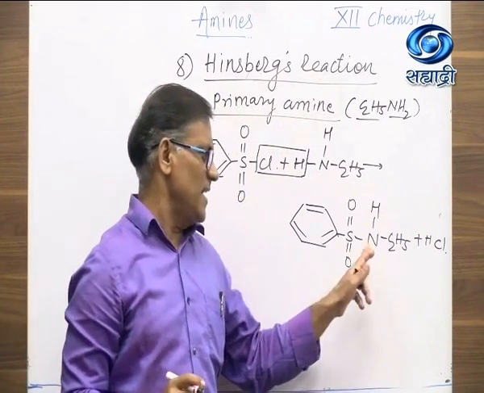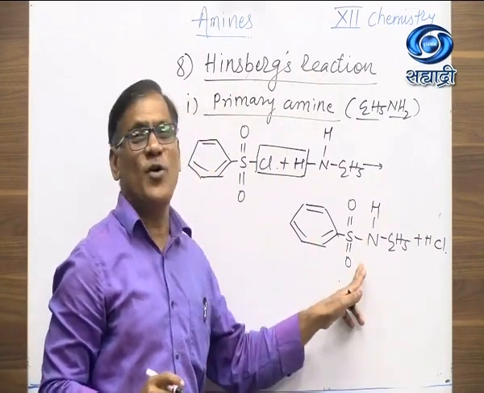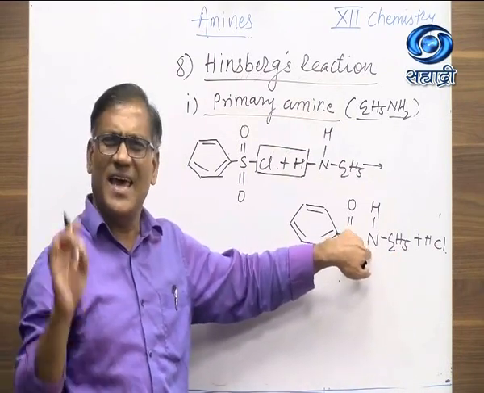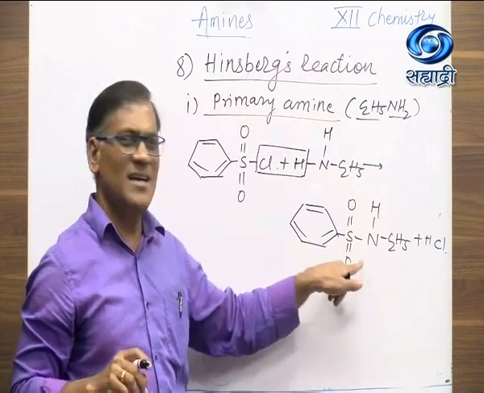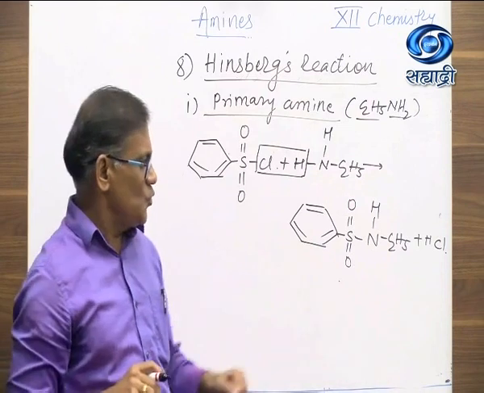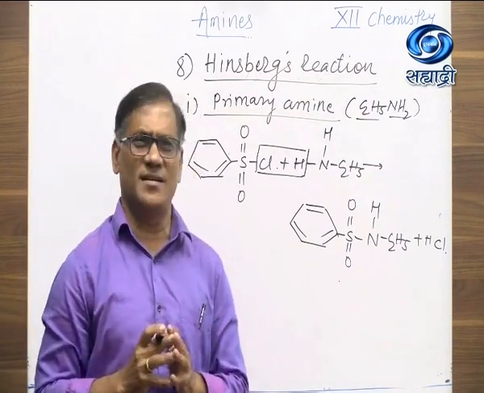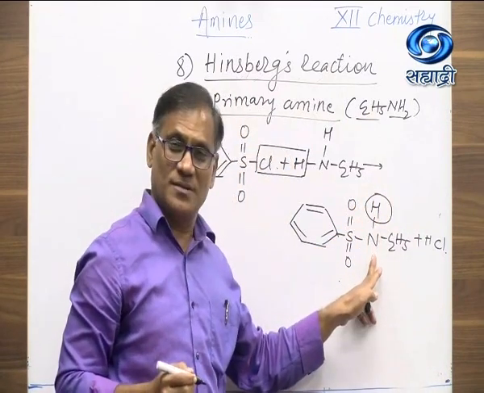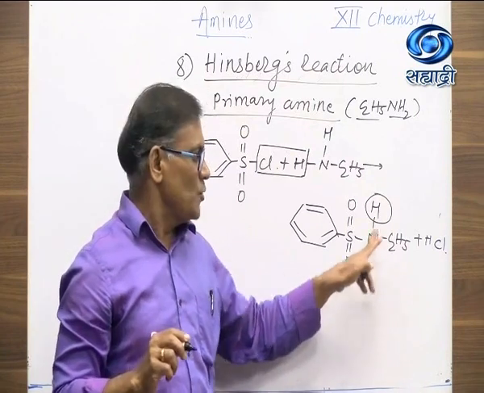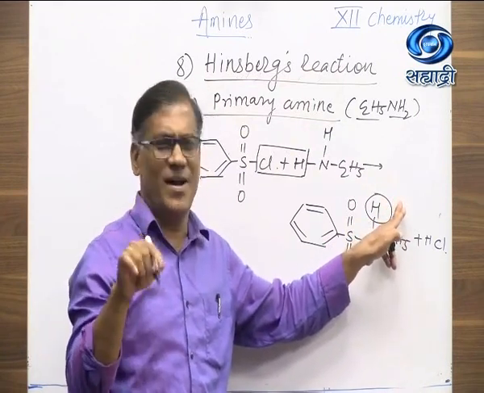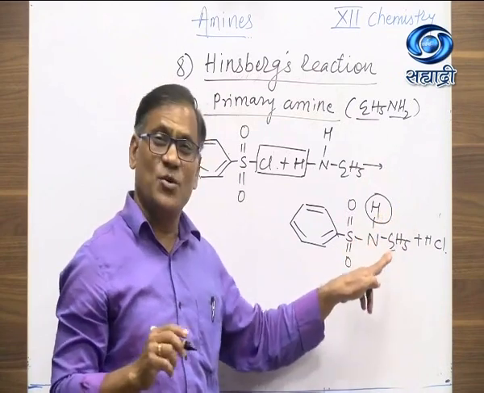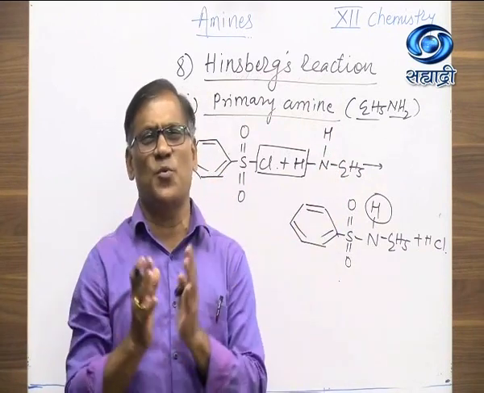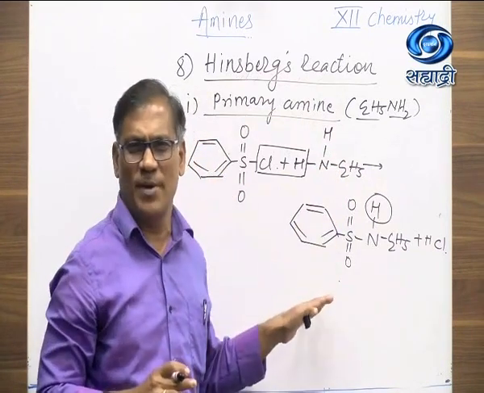So what is the name of this compound? It is N-ethyl benzene sulfonamide. Name of this compound is, as ethyl group is present on nitrogen, N-ethyl benzene sulfonamide. Now students, an important thing which you must write in the explanation of this: because of hydrogen atom which is present on nitrogen, this is the product of primary amine. So where hydrogen is still there, one hydrogen is removed, but one hydrogen is still there attached to the nitrogen atom. This hydrogen is only responsible for the acidic nature of this sulfonamide.